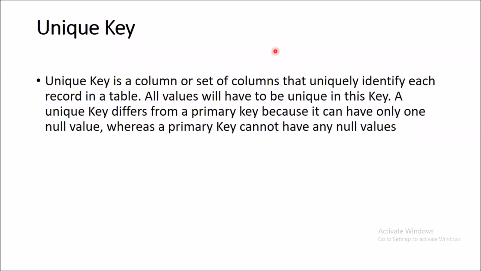Now next is unique key. A unique key is a column or set of columns that uniquely identify each record in a table. All values have to be unique in this key. A unique key may differ from the primary key because it can have only one null value, whereas a primary key cannot have any null values. So in a unique key, you can have one null value, but in a primary key you cannot have a null value. Otherwise, a unique key is the same as a primary key, but there is only one difference. A unique key can contain only one null value, whereas a primary key cannot have any null values.